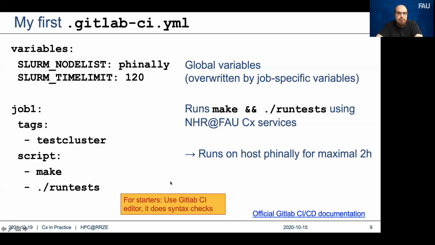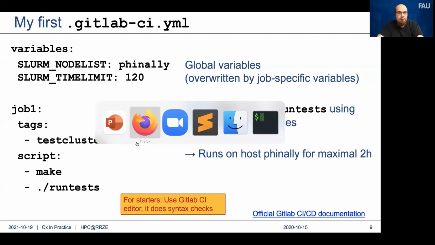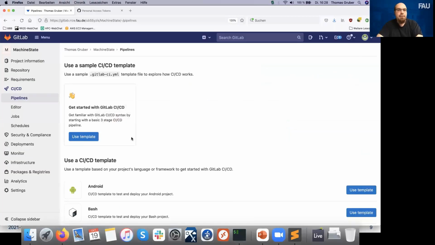My recommendation is to use the GitLab CI editor. It has an editor to write these files. It does some syntax checks and informs you if there's some other problem in your GitLab CI file. Here at the bottom, I have a link to the official GitLab CI documentation. But as long as you stick to these simple jobs, I think I have enough explanation for that in the slides. So let's go and create our first GitLab CI.